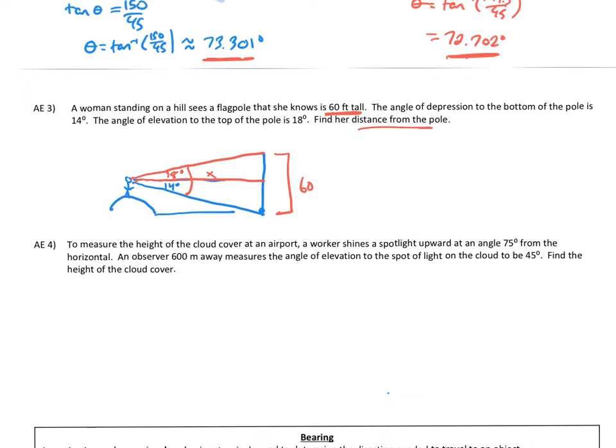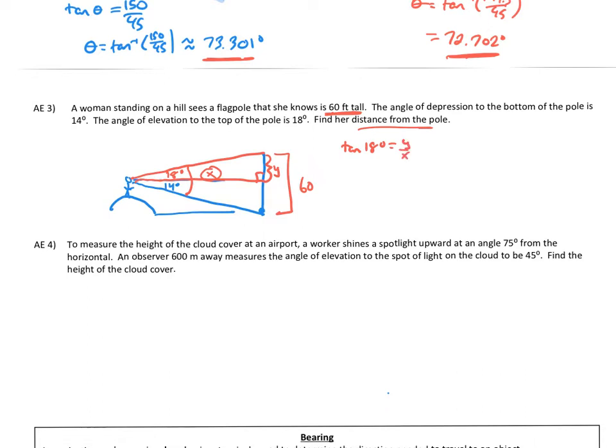So let me start with the red triangle since I'm already using the color red. I will say, what relationship do I know? I know I have 18 degrees and I have x right here. That's what I'm trying to find. And I know 60 is the entire flagpole height, but I don't know just this portion of the flagpole. So I'm going to generically call that y. And I'm going to set up a system of equations. So I will say the tangent of 18 degrees is y over x.